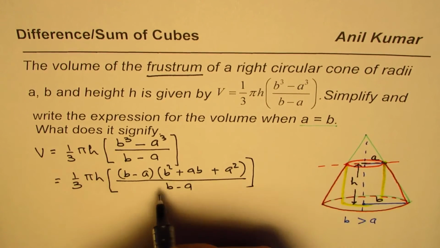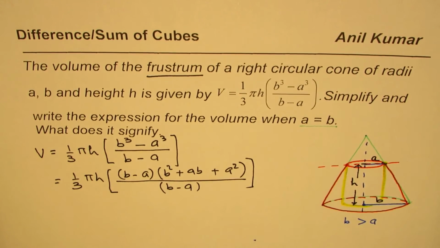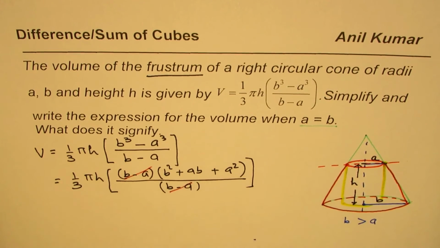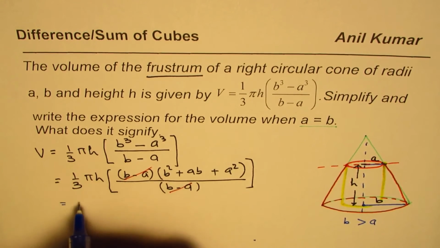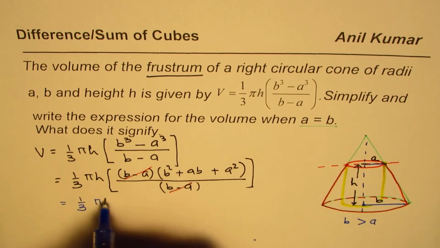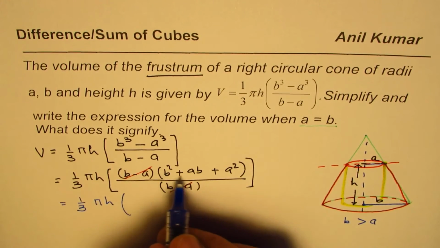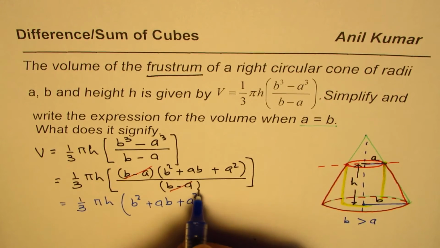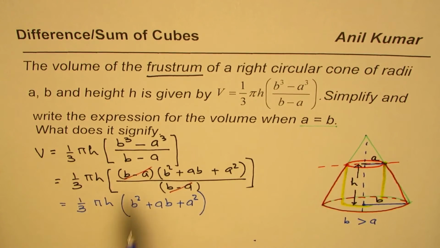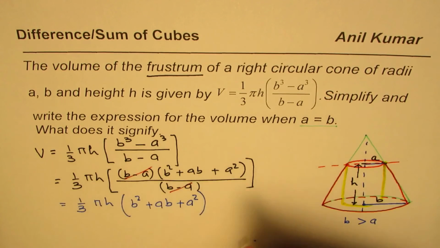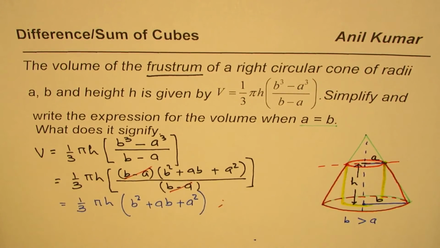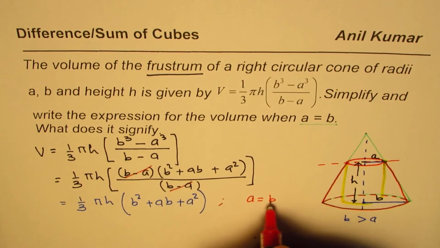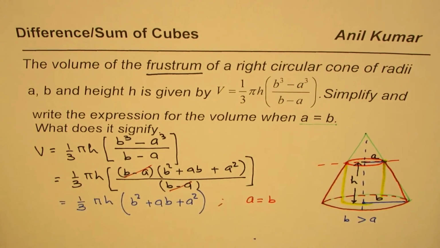Perfect. Now, as you can see, b minus a and b minus a can be cancelled, correct? In that case, what are we left with? We are left with 1 over 3 pi h, and within the bracket, we have b square plus ab plus a square. So that is the formula for the volume of a frustum, correct? So we have done the first part, that is, simplify this expression. Now we can substitute a equals b and see what happens. So we'll do that part now.